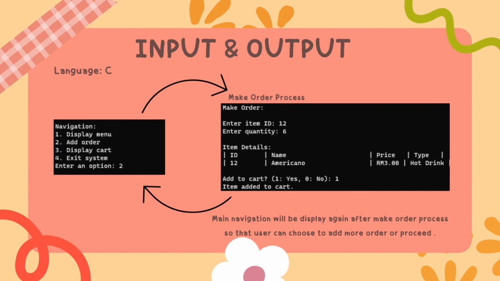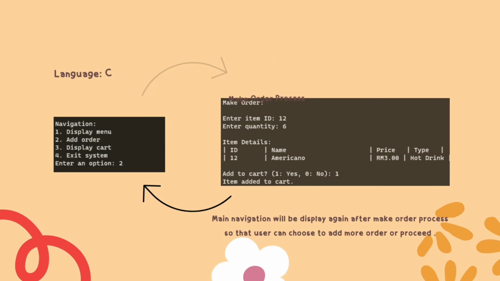Let's say that the customer wants to make an order, they can go back to the main navigation and press 2. Then they will be asked for the item ID and the quantity. From the data we receive, the system will automatically show mini receipt with the total price and type of the menu. If the customer is satisfied with their option, they can choose to add the menu in the cart or not. When the item was added to the cart, then the main navigation will be displayed again after the ordering process, so that the user can choose to add more order or to proceed with the other option.